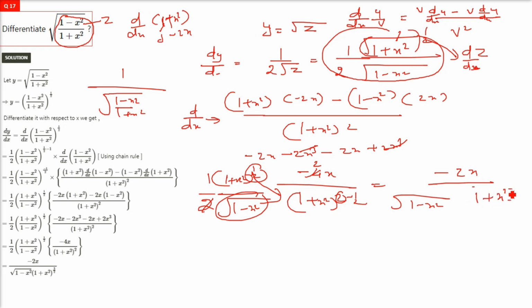So 2 minus 1 by 2, the power gets added. It is going to be 3 by 2. So this is your final answer.